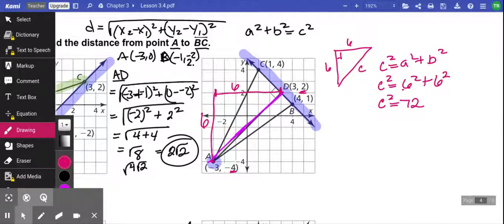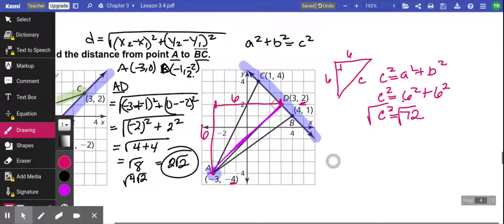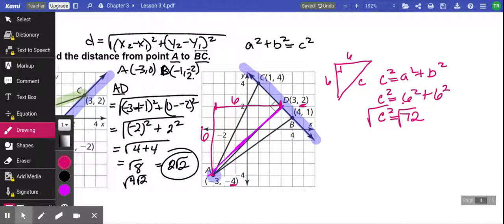So now I have c squared equals 72, so I'm going to take the square root. 72, when I look at 72, 72 is a little bit tricky. You got to be careful. We want to make sure we pick the biggest perfect square to go in there. So perfect squares are like 4, 9, 16, 25, 36, 49, 64, 81, 100. To find the biggest, I like to start with the number that's just smaller than 72.